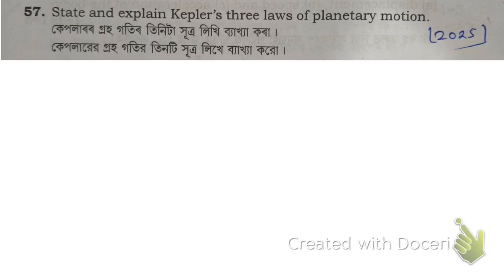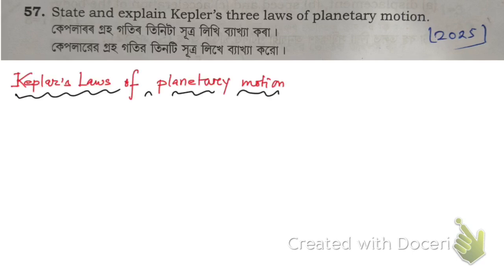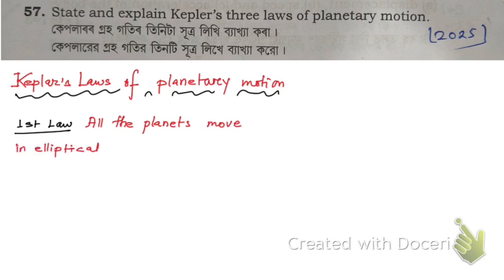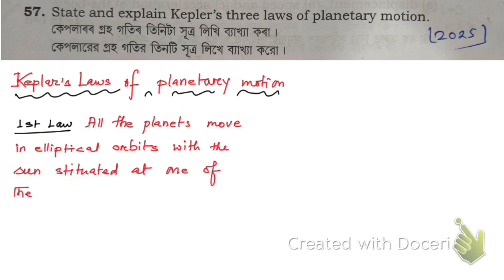Let me explain one by one. There are three laws. Here is the first law: all the planets move in elliptical orbits with the sun situated at one of the foci.